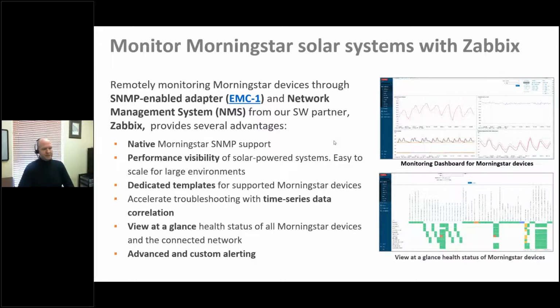So with advanced and custom alerting that's also built into Zabbix's software, you can get notifications through a variety of methods: SMS, email, syslog entries, all of the IT needs that you have could be met.